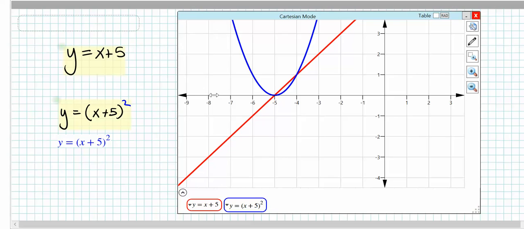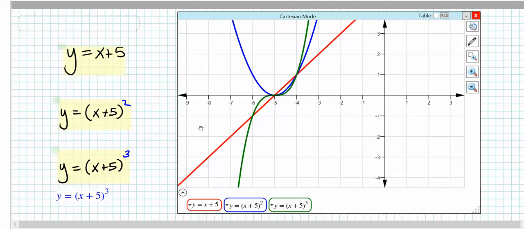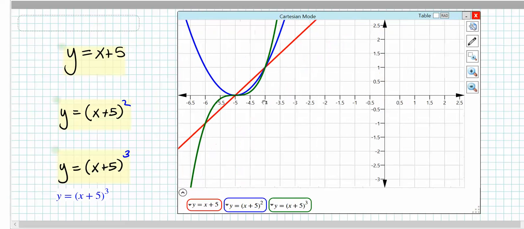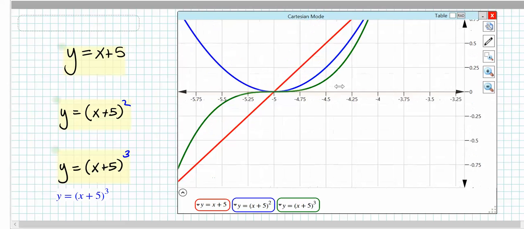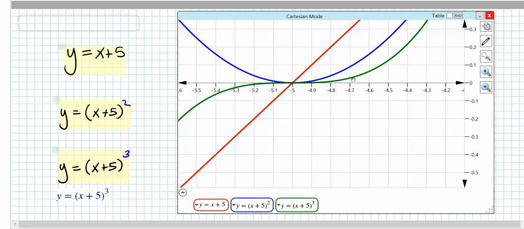So what do you think is going to happen if I do this one? X plus 5, and I cube it. What's the zero? Negative 5 is still the 0, right? But look what happens. There is something happening here. It does level out, right? If I zoom in really close, there's still only one 0, even though you see all this space right there. It just gets flatter around that 0. The graph turns for certain exponents, and it goes through for other exponents. I'm wondering if you see the pattern here. Which one's which?